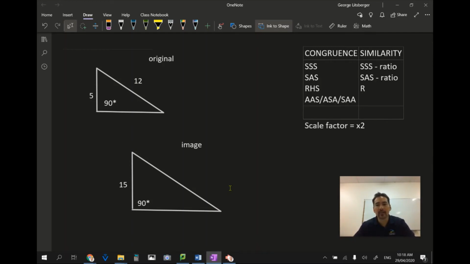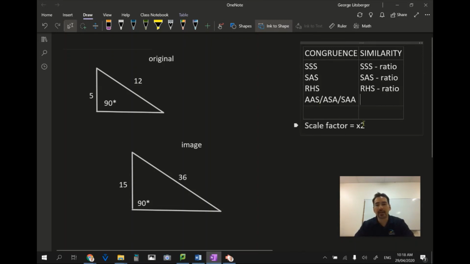Now, what is the scale factor in this case? Well, here I've got a 5, times that by 3, and I get 15. So in order for this triangle to be similar to the original, I would need to take this 12 and times it by 3. This would have to be 36. And if that is the case, then it satisfies the RHS rule, where the sides are also in the same ratio.